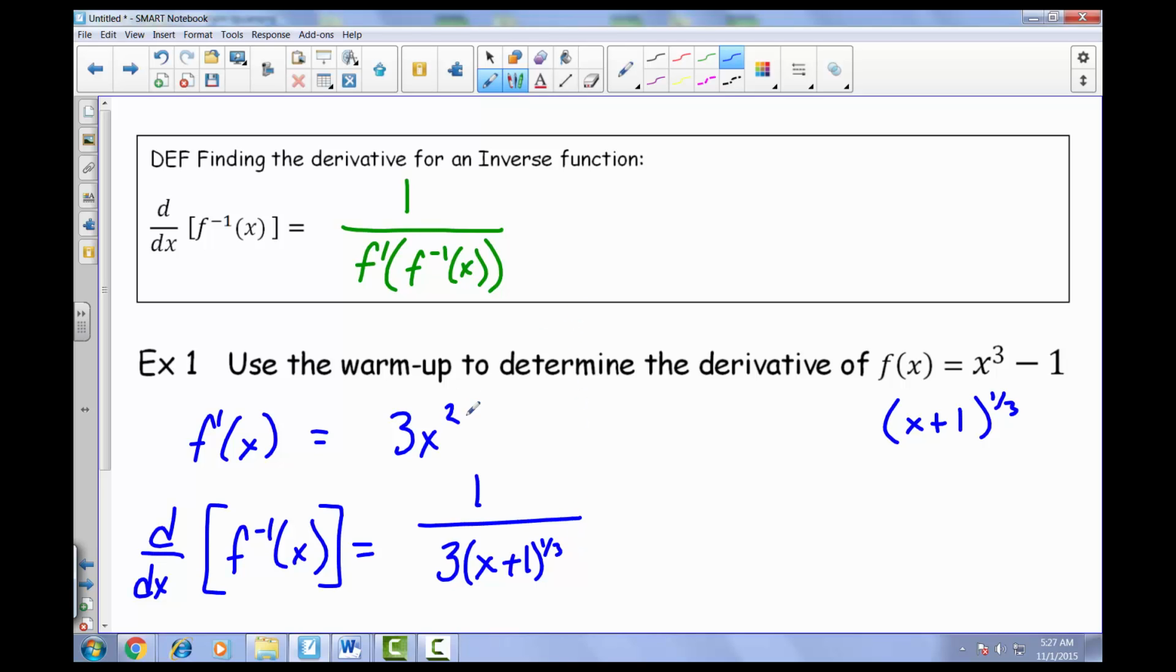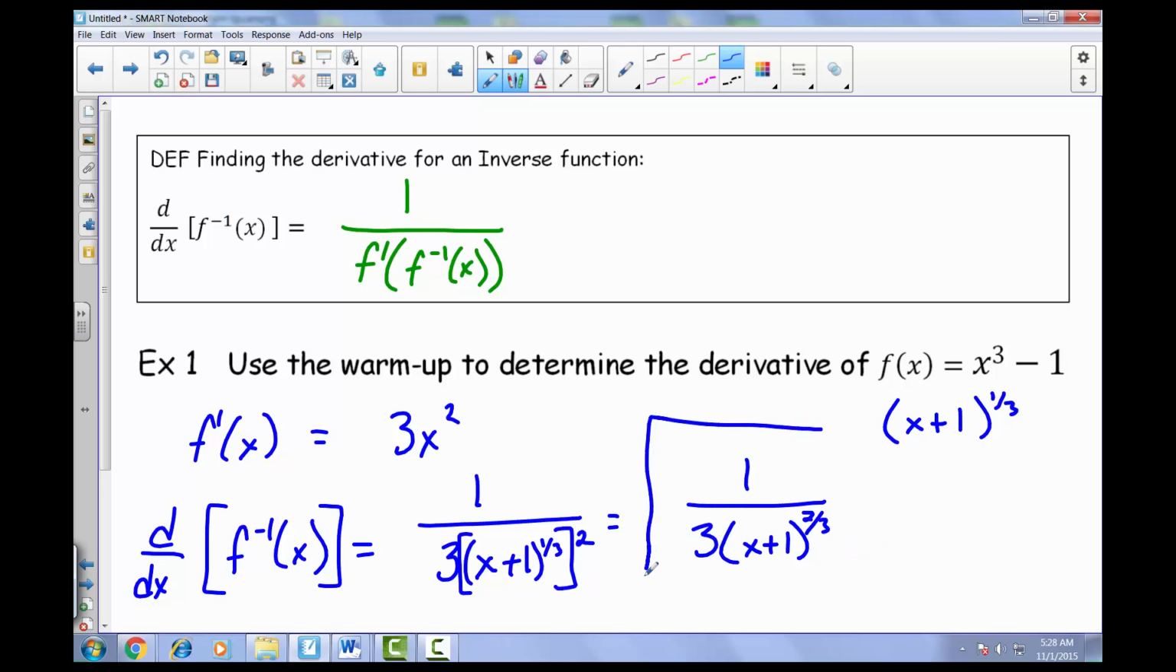And that item is being squared. So this whole thing would be raised to the 2nd power. So just simplifying it a little bit more, we end up with 1 over 3 times x plus 1 raised to, this is really a power to a power, ultimately you are multiplying those exponents, so that would be to the 2/3.